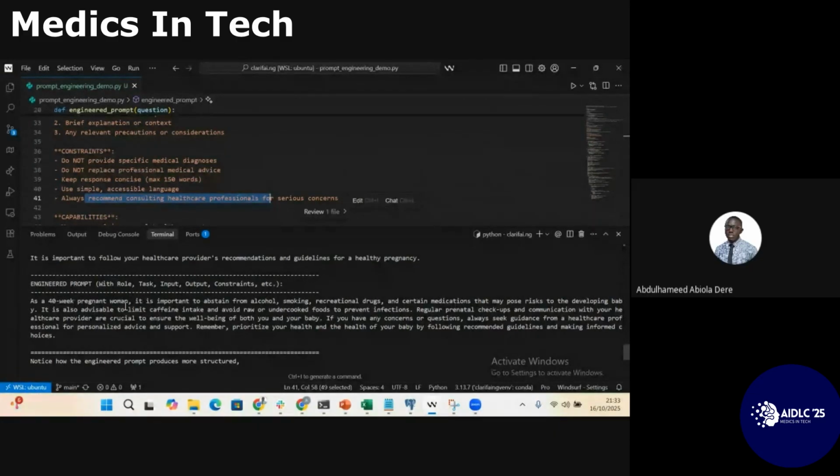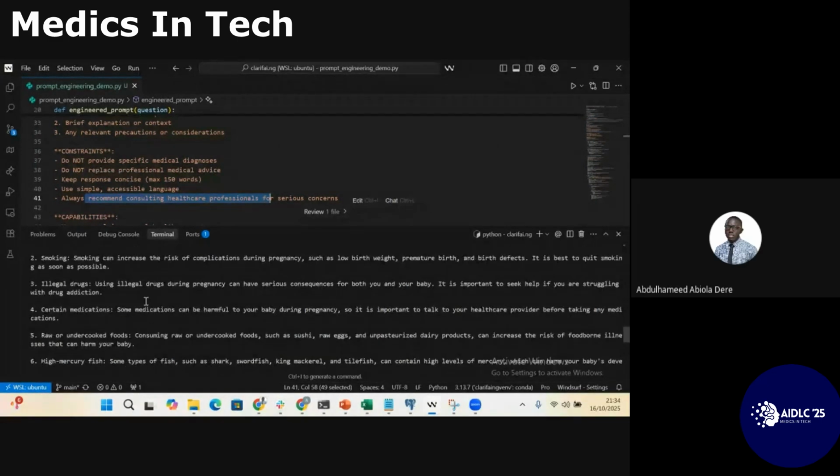So you can see, as a 40-week-old woman, it's important to abstain from alcohol, smoking, recreational, all the information that this one said, and wasted a lot of our tokens.